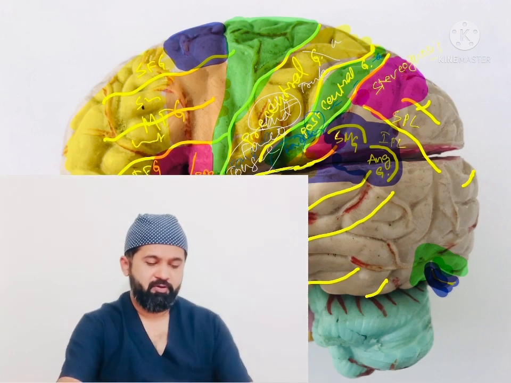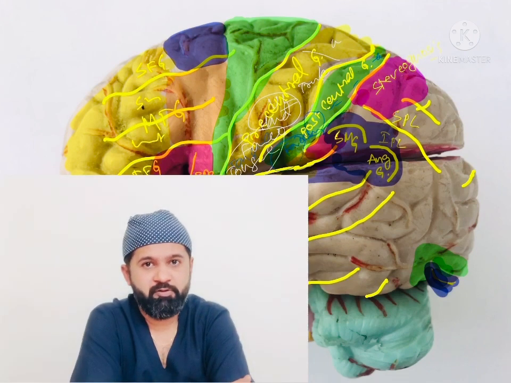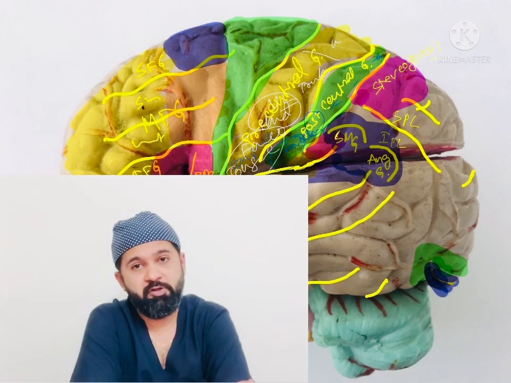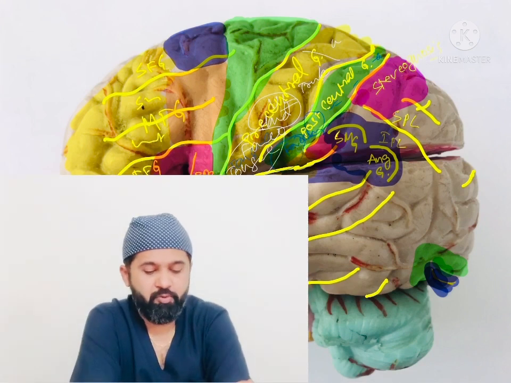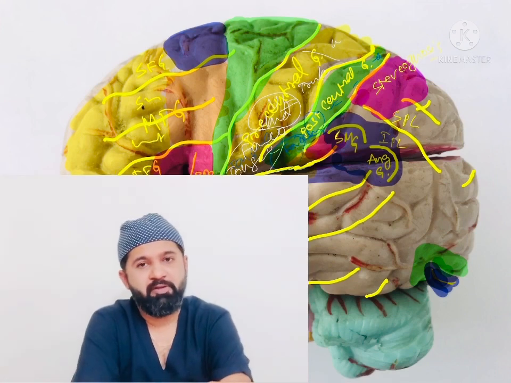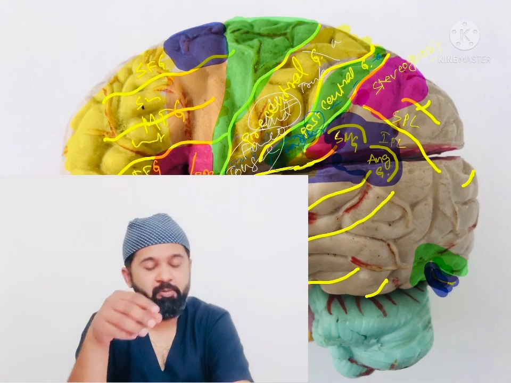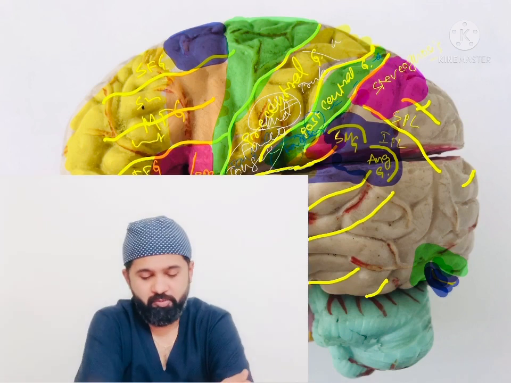As you saw, these are the most eloquent areas on the superolateral surface. Understanding these areas is very important when you are dealing with vascular disorders, surgical disorders or tumors, to see which areas are likely to be affected. Before the age of imaging like CT scan and MRI, based on the presentation of the patients, we were able to localize where the lesion would likely be.